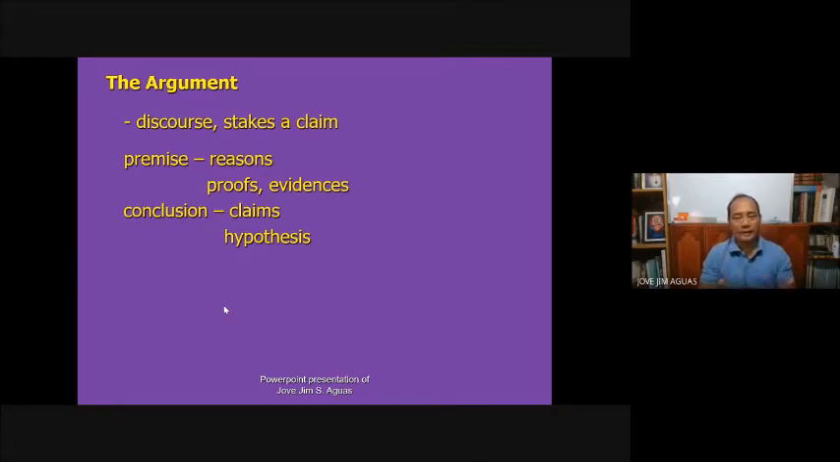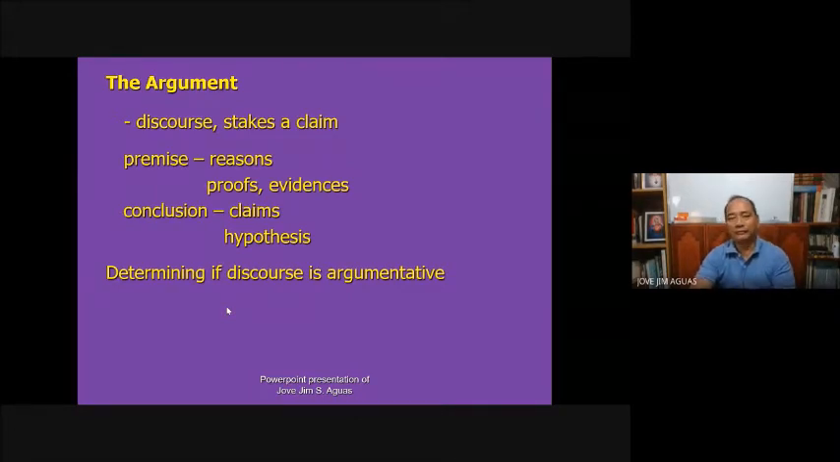So we cannot say that a sentence is already an argument, because an argument must contain two basic components: the premise or premises and the conclusion. If there's only one sentence, only one proposition, it cannot be an argument. Because an argument will always have at least two propositions, one being the premise and the second being the conclusion or the claim. So it's very important that we are able to identify the premise and the conclusion. Because that will tell us if the discourse is really an argument.